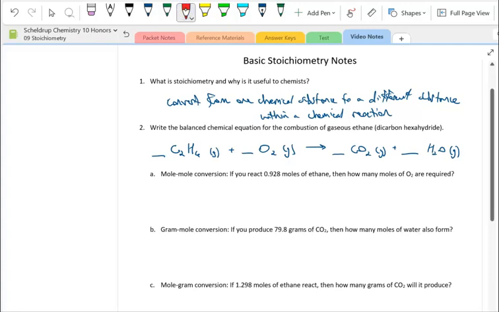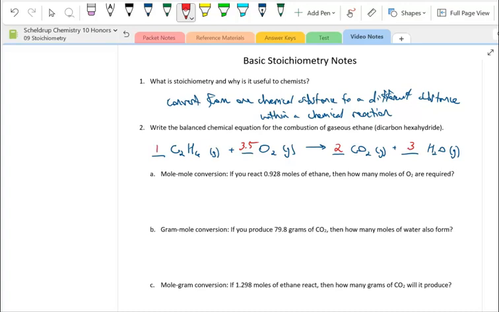Now, to balance this chemical reaction, I want to get the same number of elements on both sides. So I can see on the left side, I have 2 carbons. On the right side, I could put a 2 in front of the CO2. On the left side, I have 6 hydrogens. I'm going to put a 3 in front of the H2O on the right side. On the left side, I have 2 oxygens. On the right side, I have 2 times 2 is 4, plus 3 times 1 is 7, which means I'm going to need a 3.5 as my coefficient for my O2.